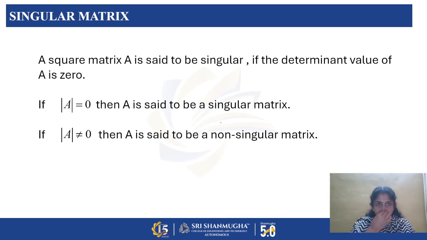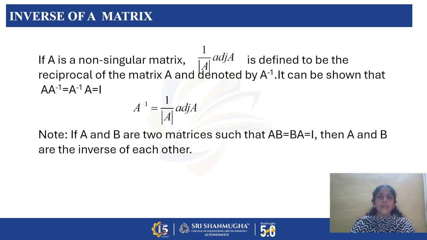Next is the singular matrix. A square matrix A is singular if the determinant value is equal to 0. That is, if I take the determinant of A and that value is equal to 0, we say that matrix is a singular matrix. And if it is not equal to 0, then it is said to be a non-singular matrix.